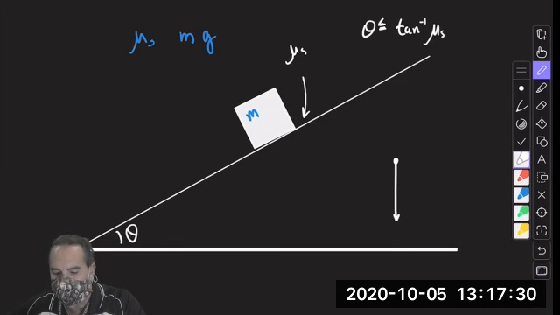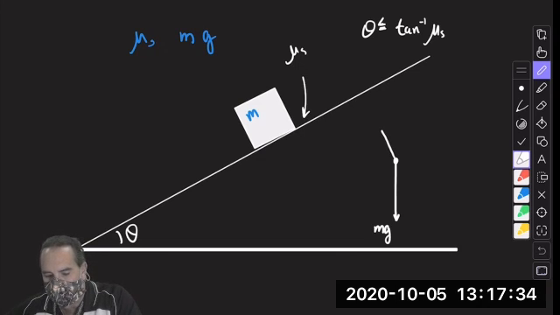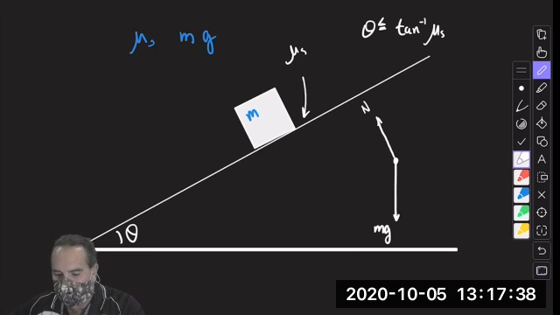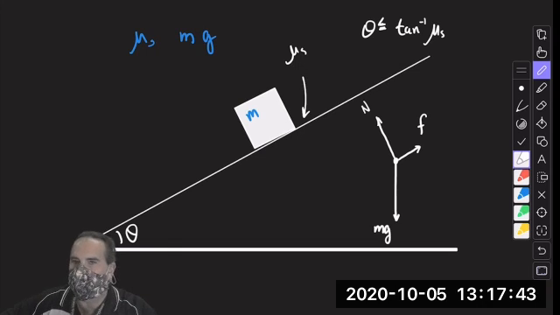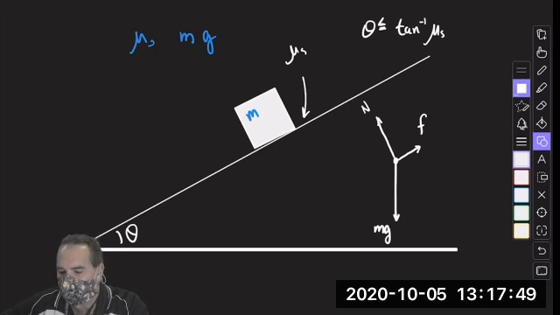Downward force of weight, mg. I need a normal force perpendicular to the ramp. And I'd say friction up the ramp. Any question about those? As coordinate systems go, I'm thinking one aligned with the ramp makes the most sense.